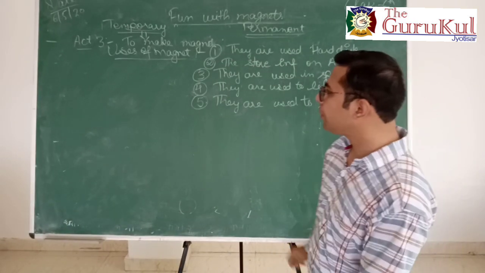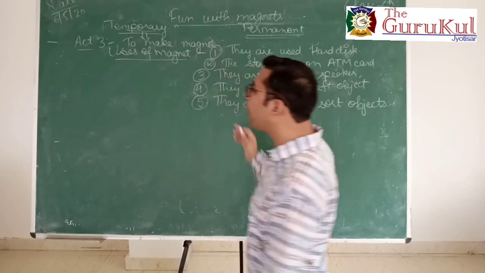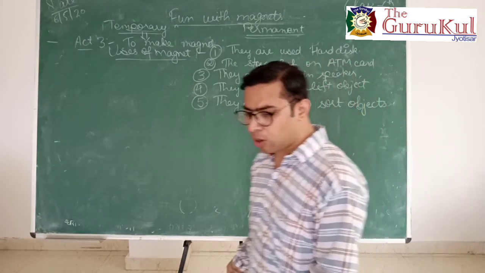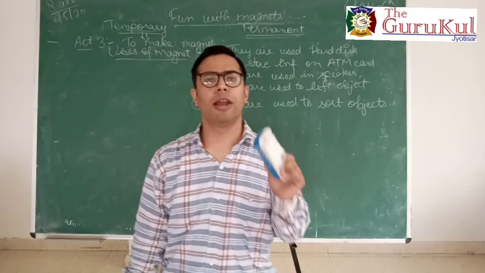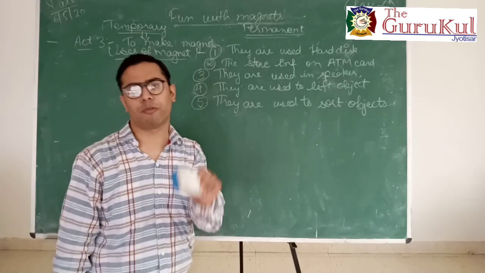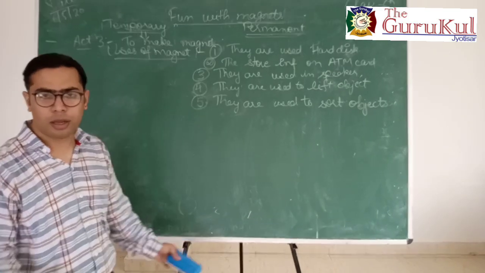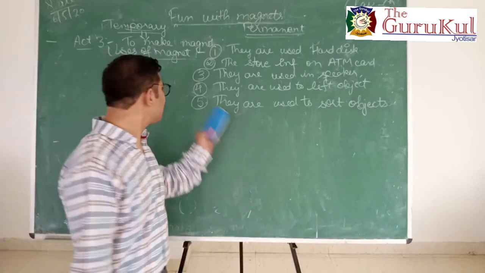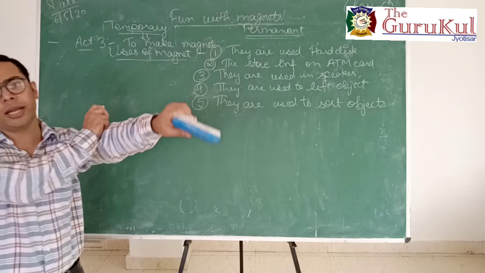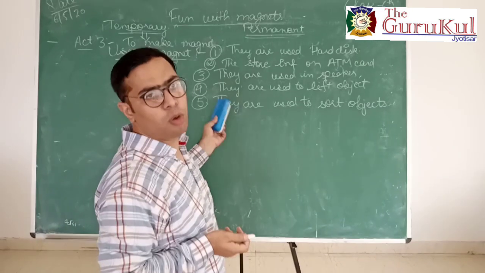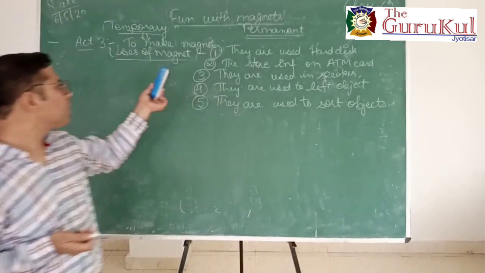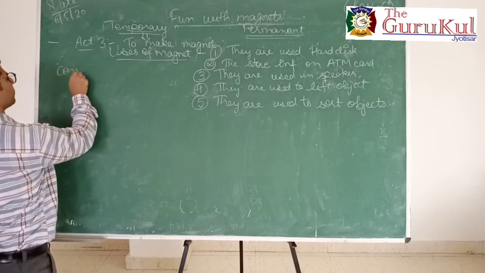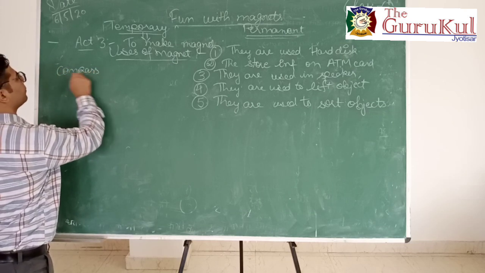Okay, so students, these are some of the uses of magnet. There can be some more uses of magnet. Nowadays magnets have a large number of applications in our real life, besides these also. After this topic, after these uses of magnet, we are going to study one more device which uses magnet. Okay, that is compass.